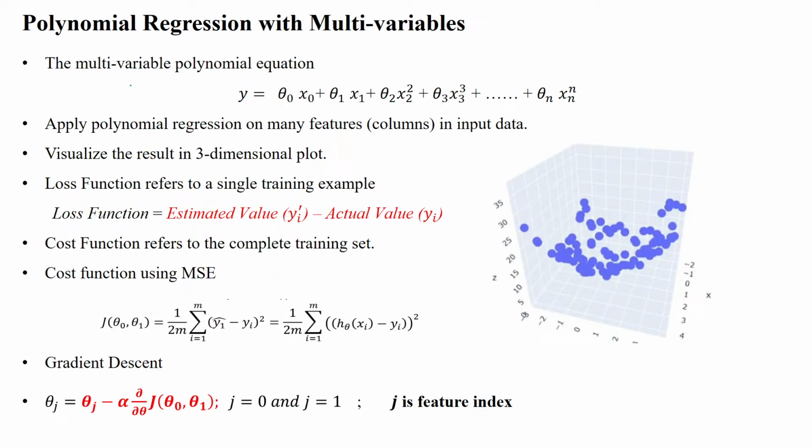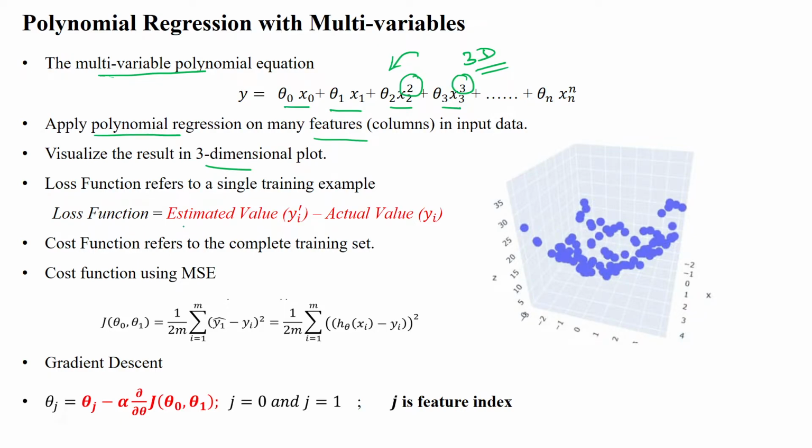Here, the multivariable polynomial equation is given: theta 1 x1, theta 0 x0, theta 2 x2, and theta 3 x cube. So here the dimension of each and every feature is different. We can apply polynomial regression to many features in the given data. If it is the case, we have to go for 3D plots. That is what is given here.